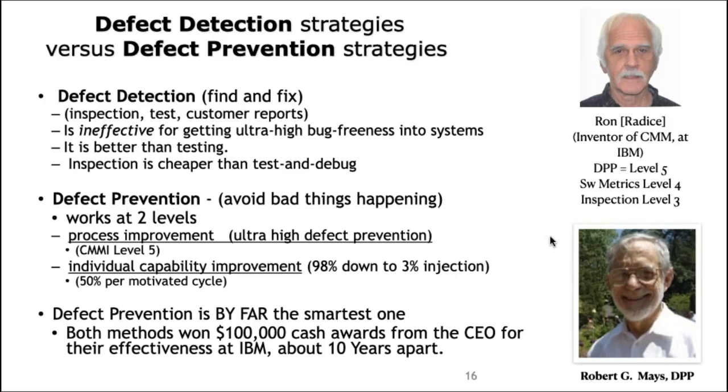Now defect detection, or QC, is about finding and fixing defects that get in there. Defect prevention, what Robert is doing, is avoiding them getting in there at all. People don't screw up because they've learned not to screw up or been given tools to not screw up. Okay. And it turns out 10 years later, Robert got another $100,000 or so cash award from the CEO for what he did, because he not only made things less buggy, a little bit faster, a little bit cheaper, which inspection did, but he did something even better.